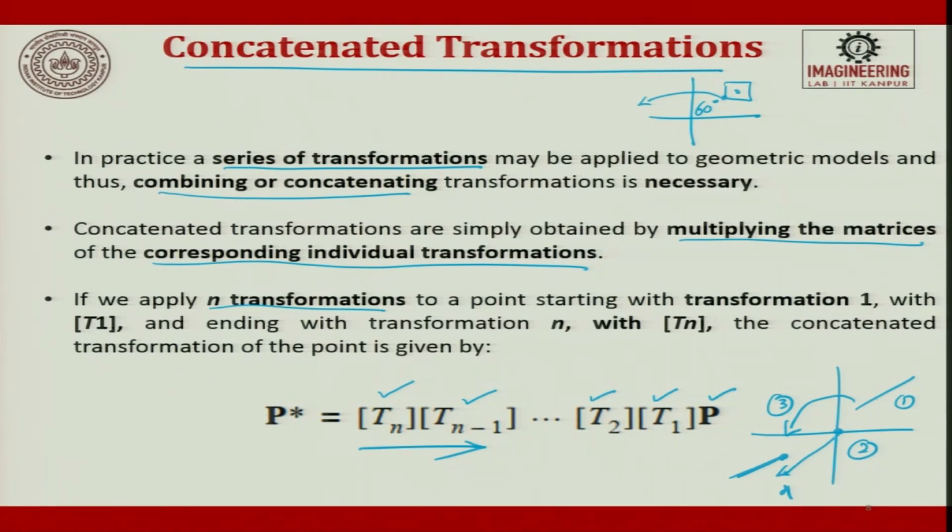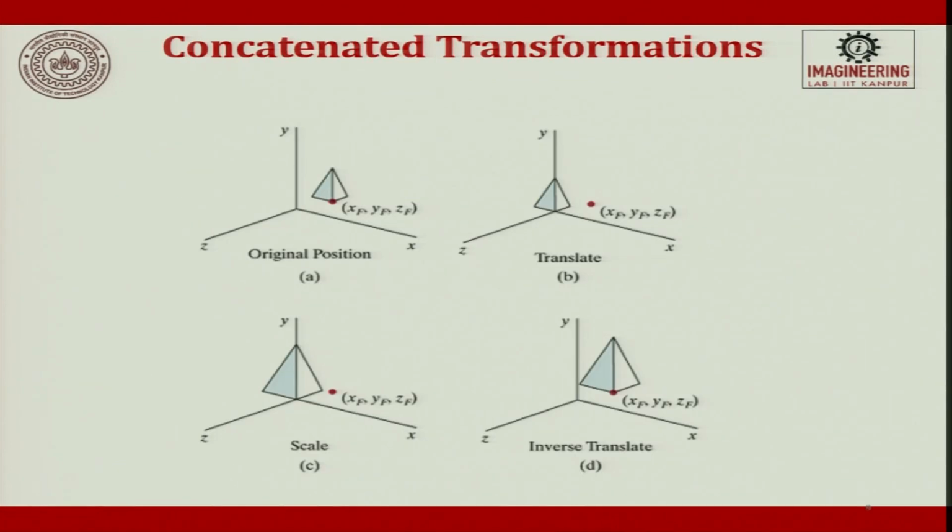If we apply n transformations to a point starting with transformation 1 with T1 and ending with Tn, the concatenated transformation of the point is given by P star, which is nothing but Tn, Tn minus 1, going on up to T1, and then P. So, this is very, very important. Please keep this in mind. We will see an example next.